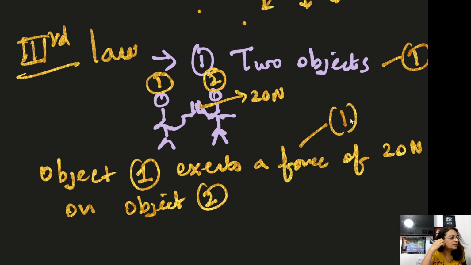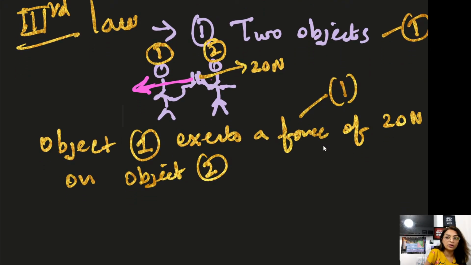Then what happens? Is that the end of the story? What will object 2 do to object 1? Object 2 will also... Yeah, but you will not get the mark for saying same exerts same force. Hold on, listen. This has to be word to word exactly what I'm writing on the board. Otherwise, you will not get the mark.